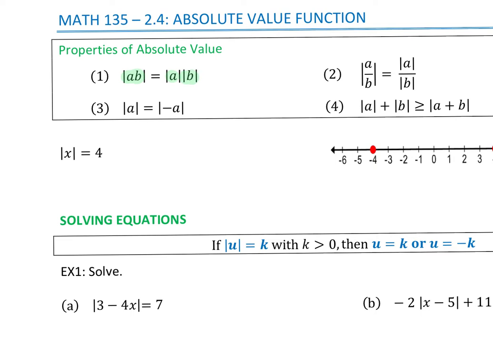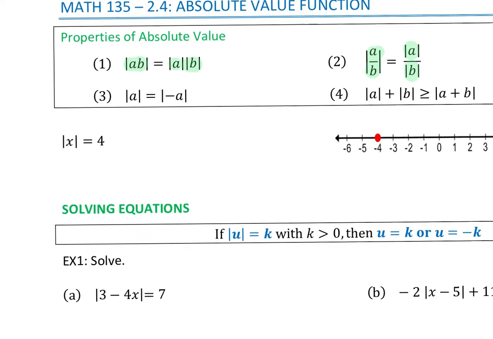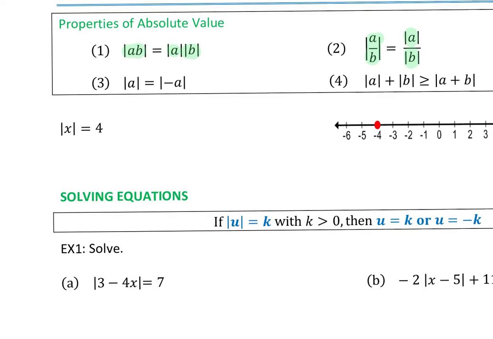Property 2 is with division. You can divide first, then take the absolute value, or take the absolute value first, then divide. Property 3 is just a generic property that says the absolute value of a positive is equal to the absolute value of the negative. So you think about something like absolute value of 2 and absolute value of negative 2. They're both equal to 2.